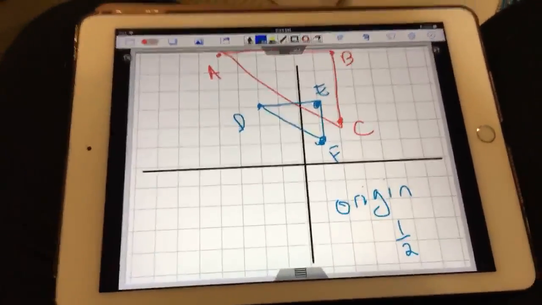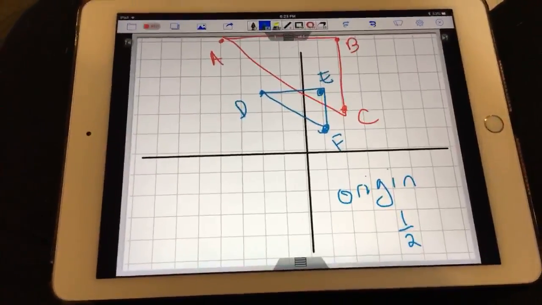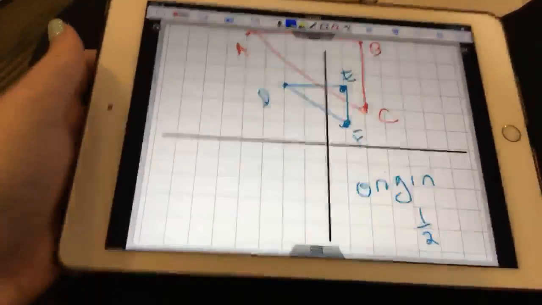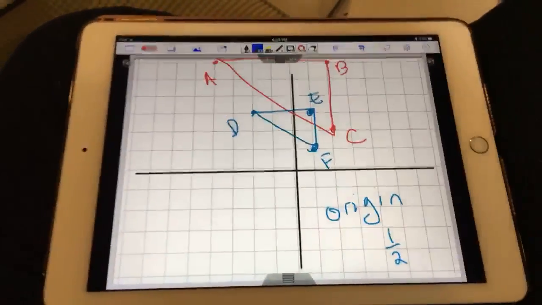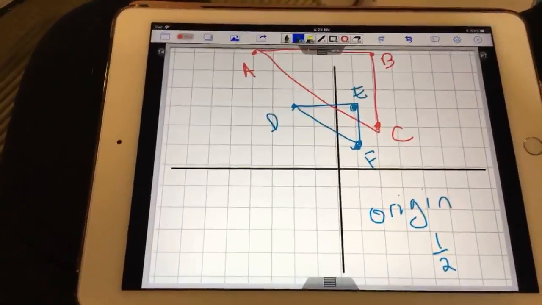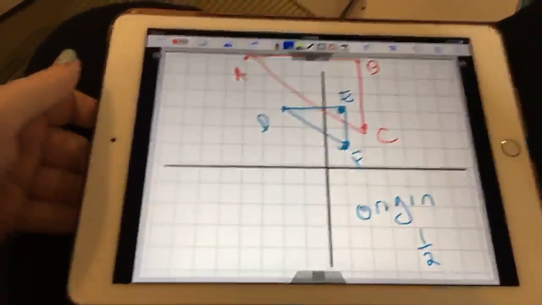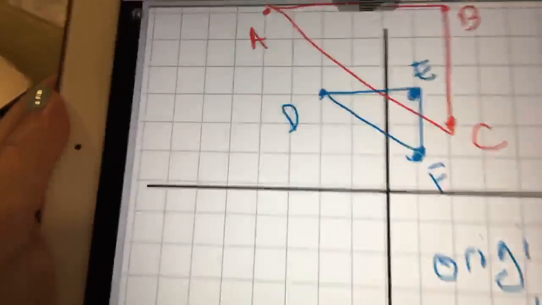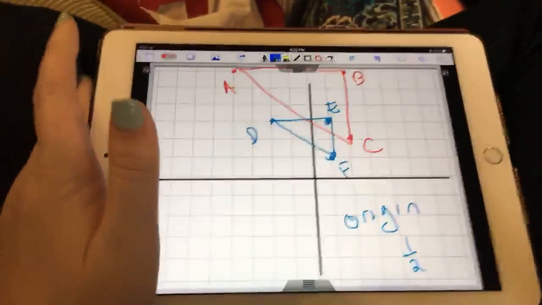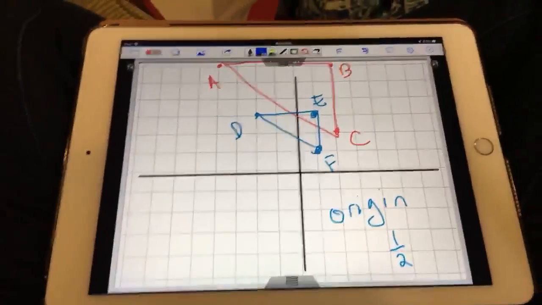So basically, what I would do in this case is, they're not going to give you a problem where the center of dilation could be any point in the coordinate plane, okay? That's nuts. That's not going to happen.